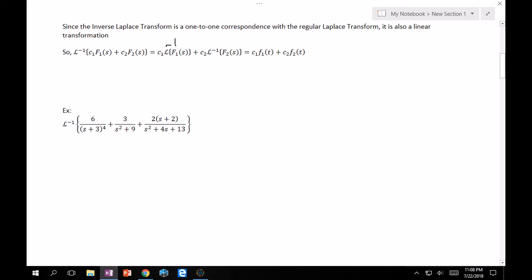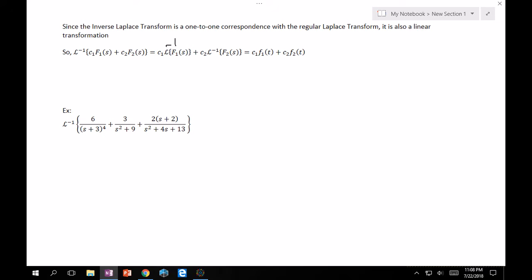Obviously, you can't take a Laplace of already something that's in the S domain. And that's equal to c1 f1 of t plus c2 f2 of t. And you don't need to say where it exists on the time domain, but if you want to be sure, just say it exists for t greater than 0. And it should be good to go.